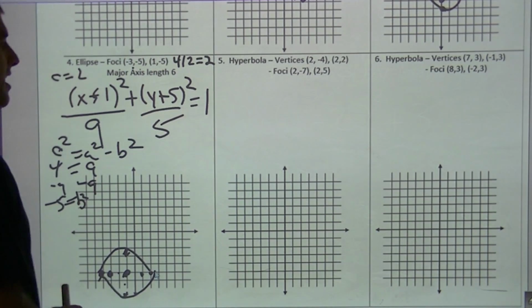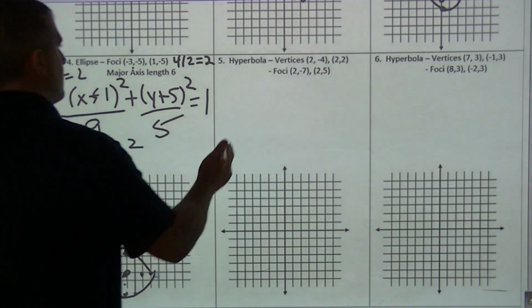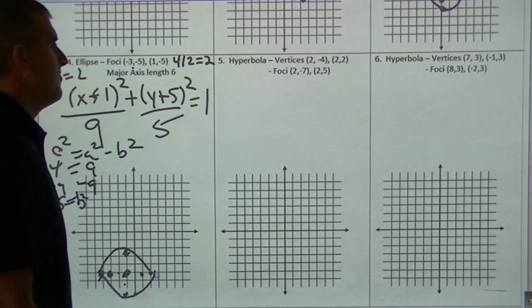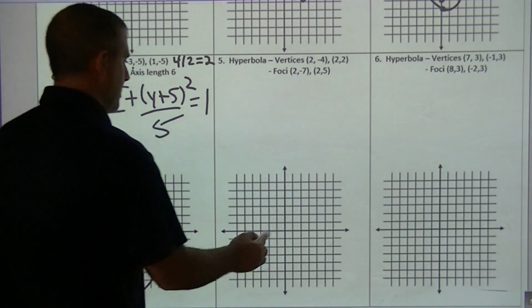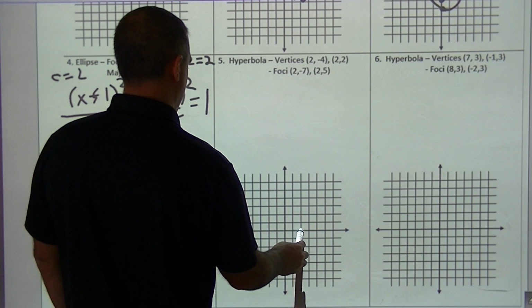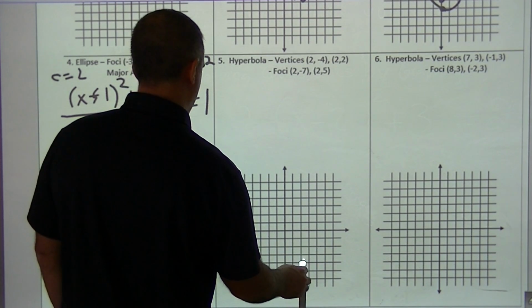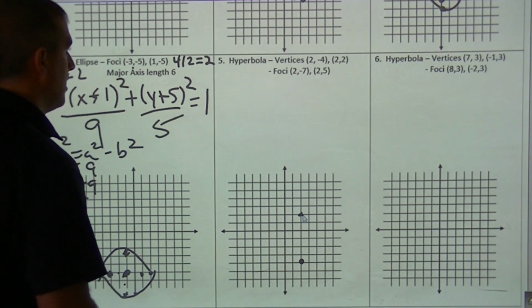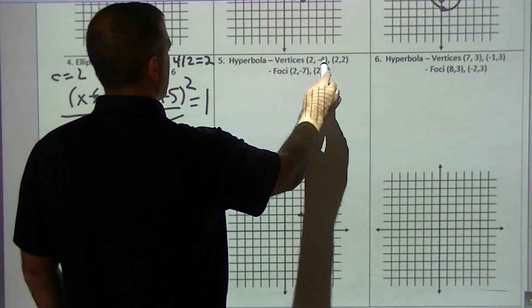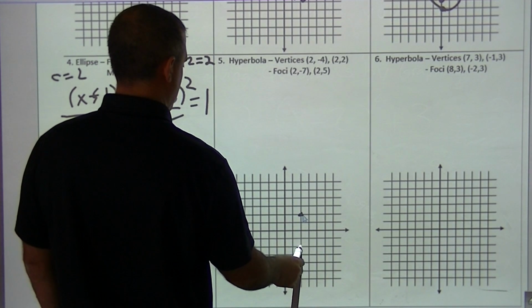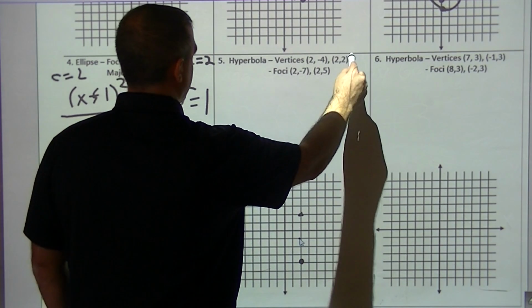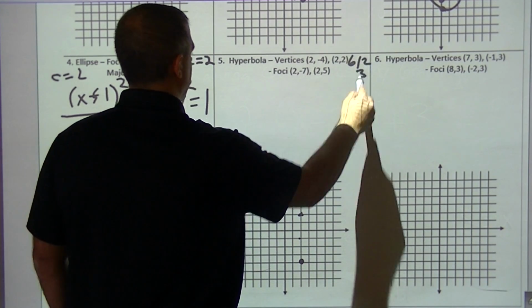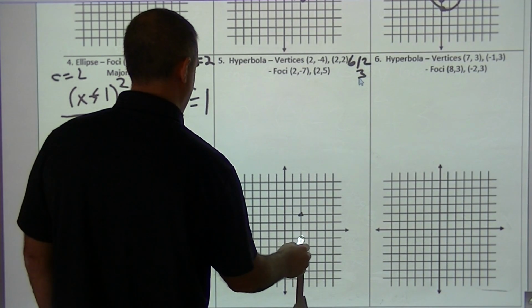Now on to hyperbolas. It says vertices of 2, negative 4, and 2, 2. So 1, 2, 1, 2, 3, and 4. 2 over, 2 up. So that tells me those would be 1, 2, 3, 4, 5, 6 spaces. So halfway would be 3 spaces. So 1, 2, and 3.